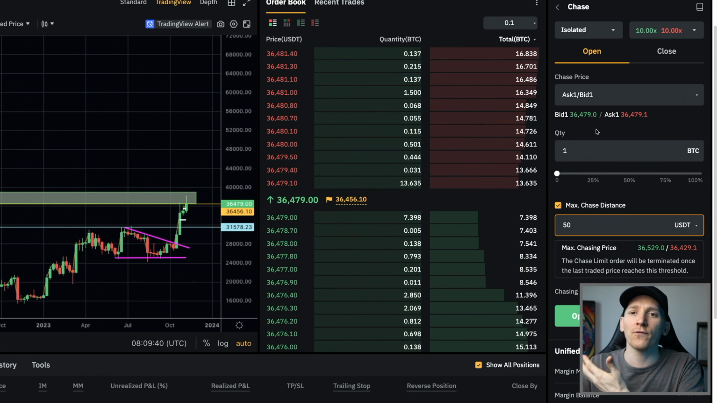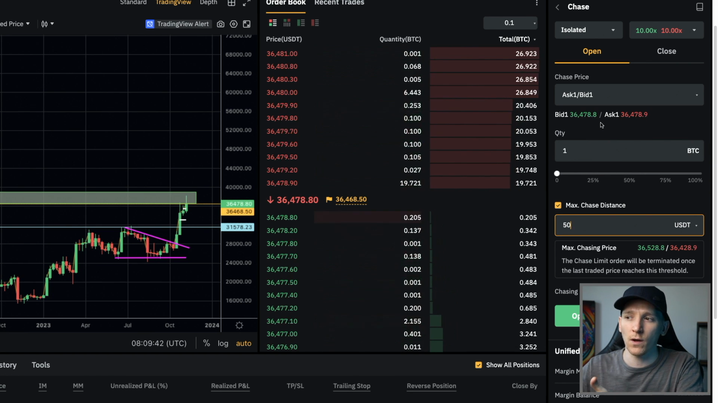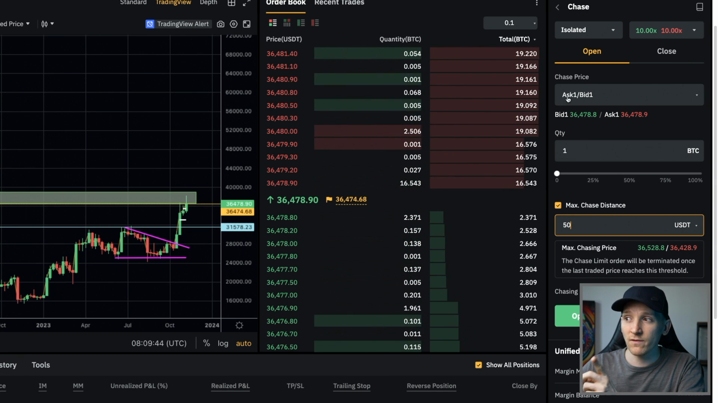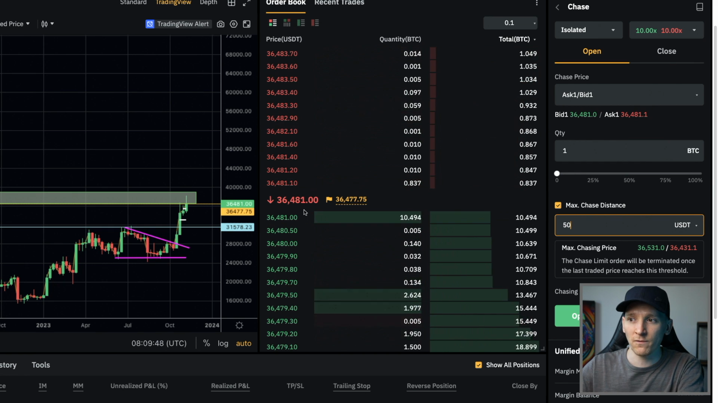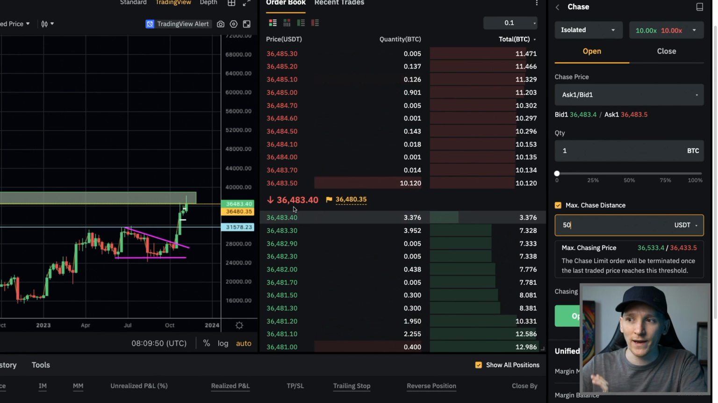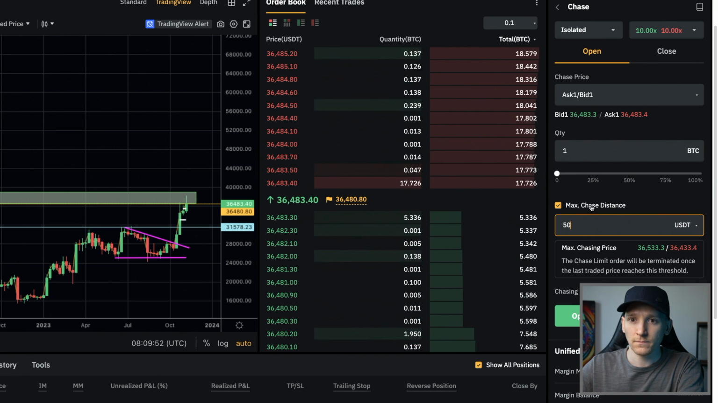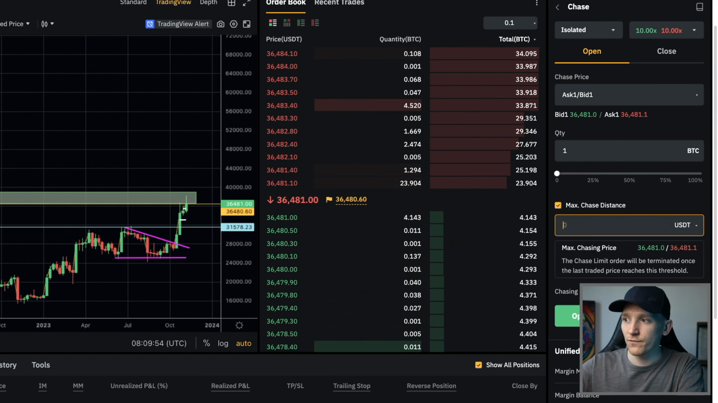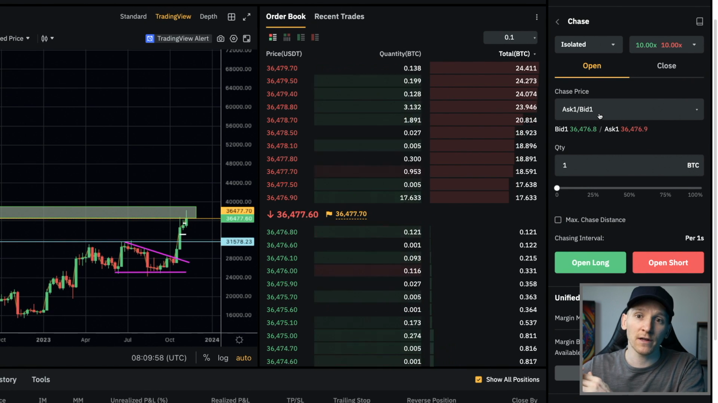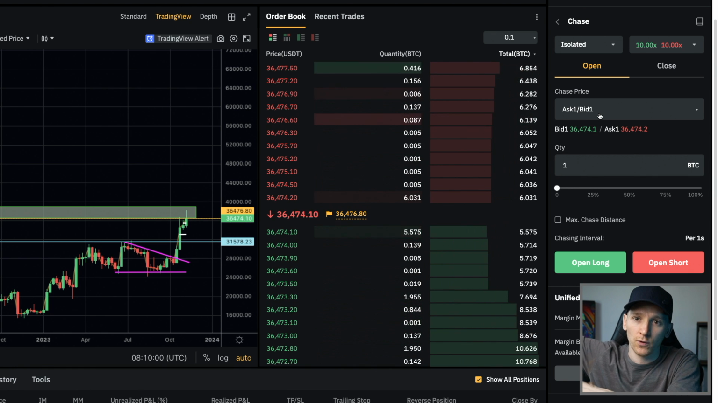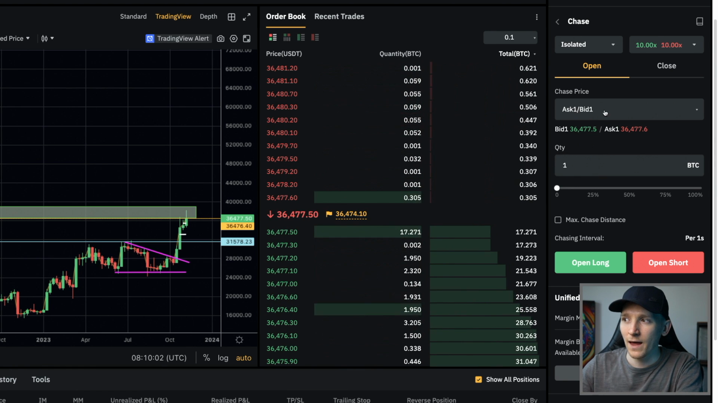So if you're worried about the market moving away from you, this ask one, bid one means you are the best bid. So if you're buying, you're the best bid. You match the best bid here, and you're willing to chase up by $50. As you can see here. If you don't put this in, what you're doing is just matching the best bid at all times and chasing upwards potentially to infinity. So that's what that means.